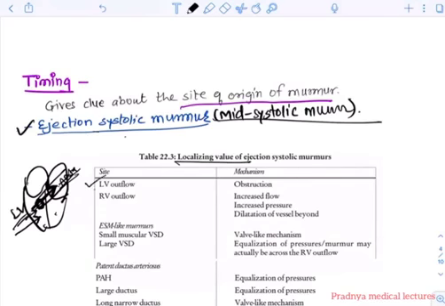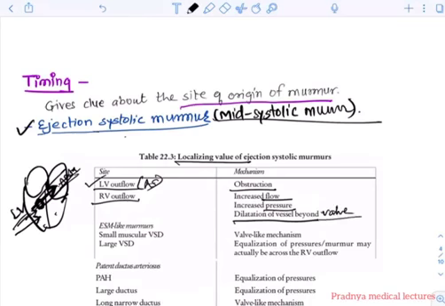So what is the localizing value? Main is LV outflow obstruction. It can be due to aortic stenosis, which can be supravalvular or subvalvular. On the right side, if it is present, it is due to increased flow, increased pressure, and dilatation of the vessel beyond the valve.